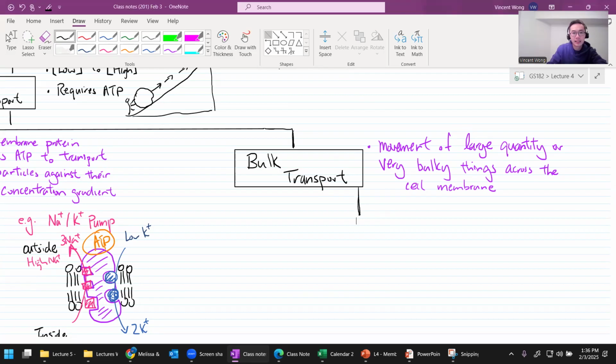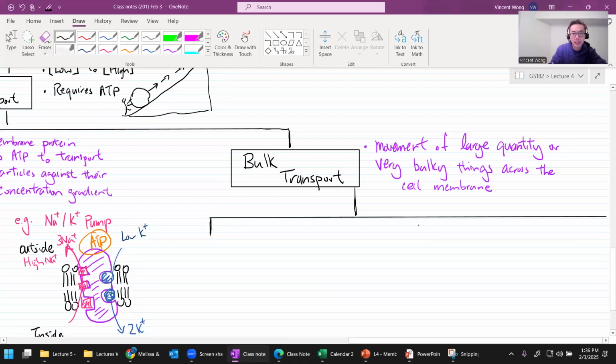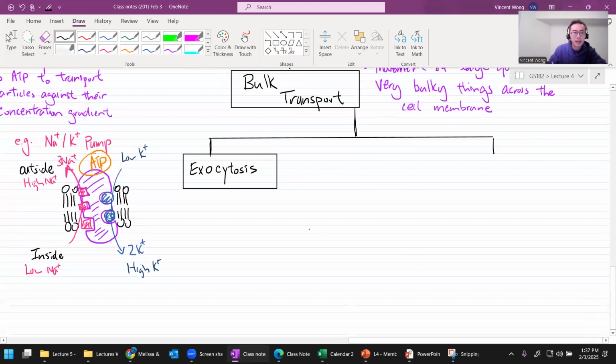And for bulk transport, we have three types. Actually, sorry, we have two types. Let's do this one first. This is called exocytosis. That's right, Naja. Thank you. Exocytosis. The exocytosis is to expel things out of the cell.